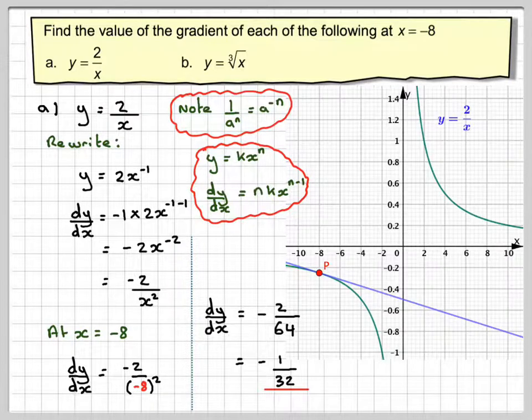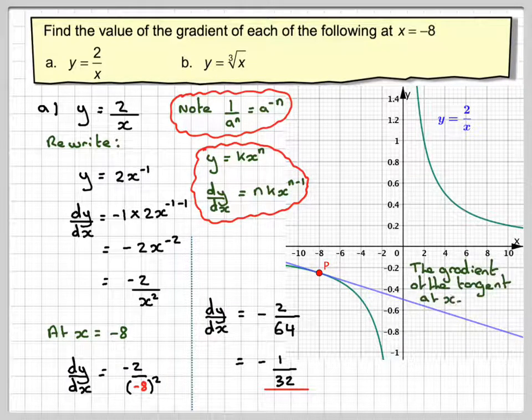So if you look at the graph of y is equal to 2 over x, at x is equal to minus 8, the gradient of the curve at that point is given by that blue tangent line there, and the gradient of that line is minus 1 over 32.